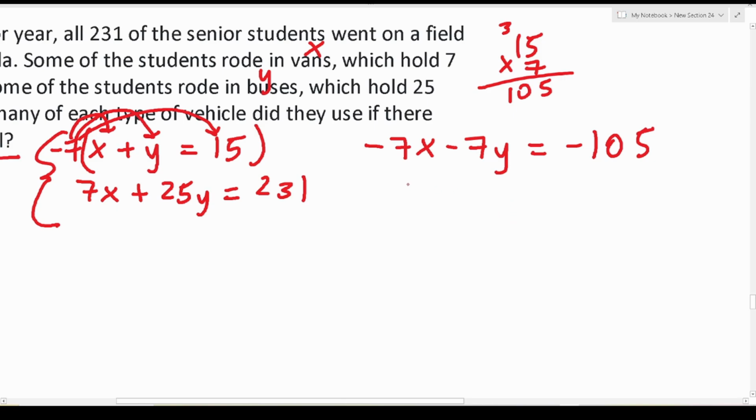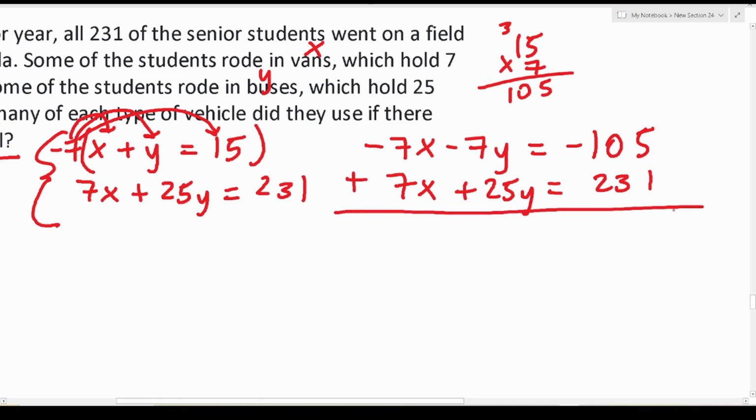All right, we're adding this to this equation, 7x plus 25y equals 231. Let's add these together. -7x plus 7x is eliminated. That's nothing. And now we have 25 minus 7. Well, 25 minus 7 is going to be 18. So this is 18y equals 231 minus 105.